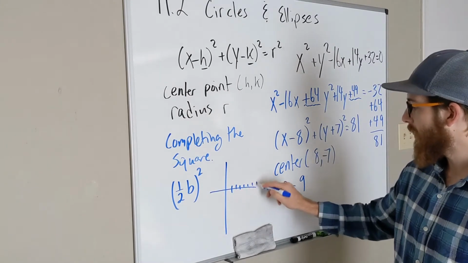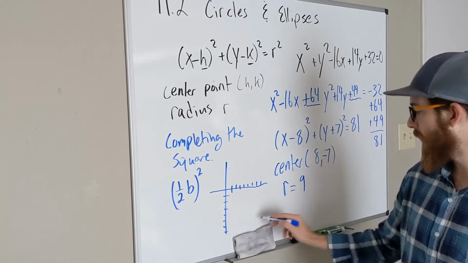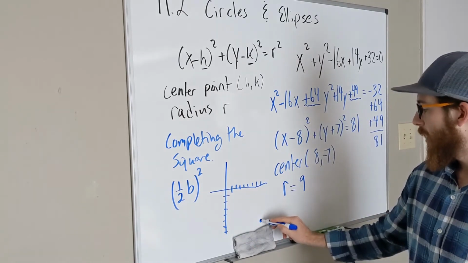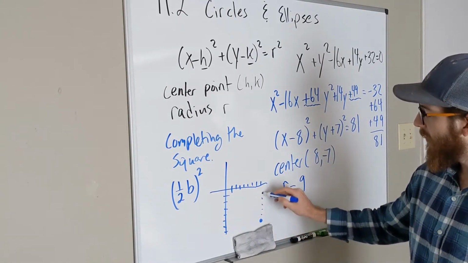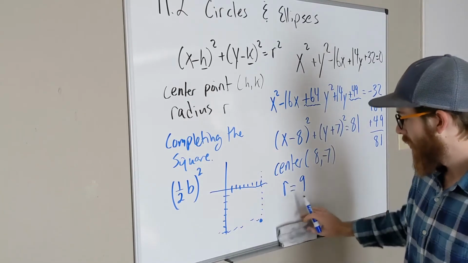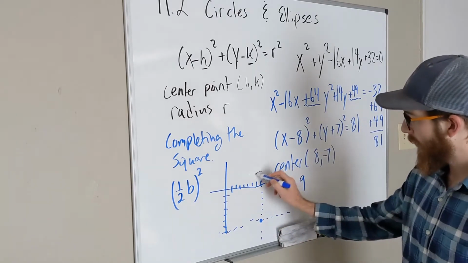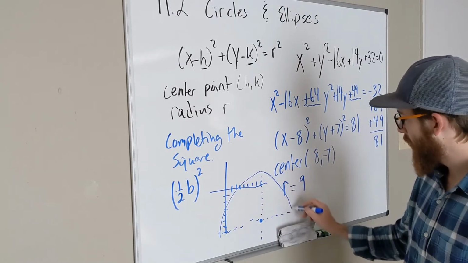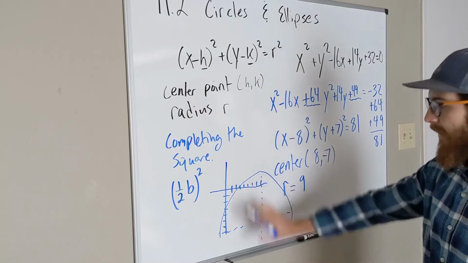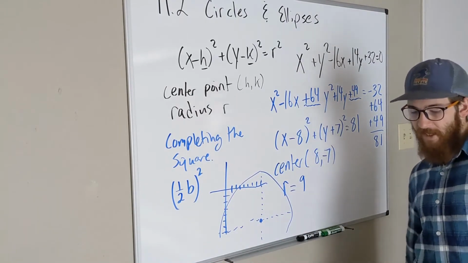1, 2, 3, 4, 5, 6, 7, 8. And then 1, 2, 3, 4, 5, 6, 7. So here, but the radius is 9. So if I was going to connect all these, it would look something like that. Okay, and so this is the basic idea for circles.